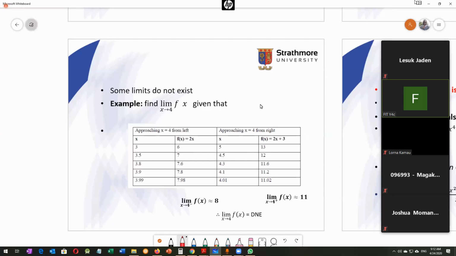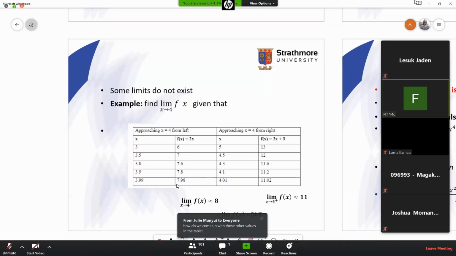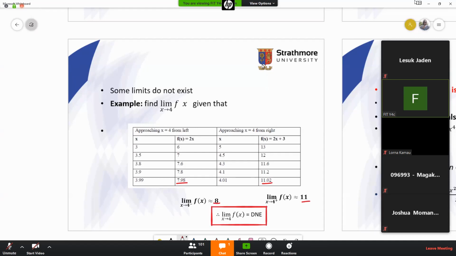Sometimes the limit does not exist. You can check out this example. We try to approach from below and from above, and then we saw this is 8, this is 11, and then we normally just say DNE. That's just a shorthand in math to say that it does not exist. Good. We won't be calculating this in the CAT, we are actually doing this in order to do the next segment.